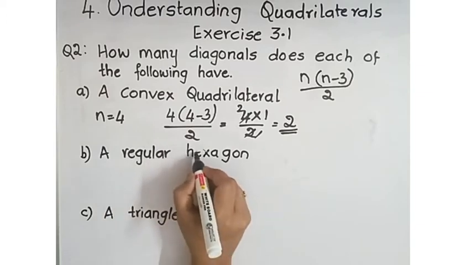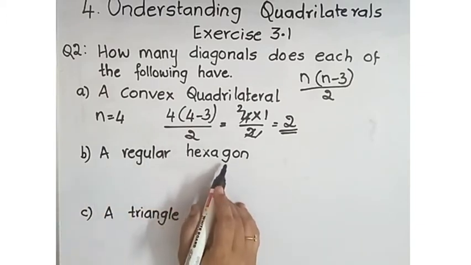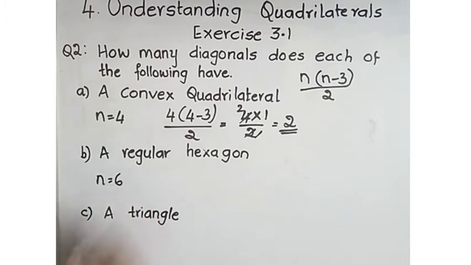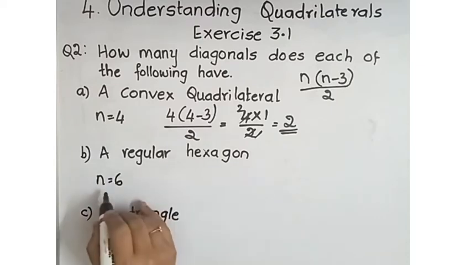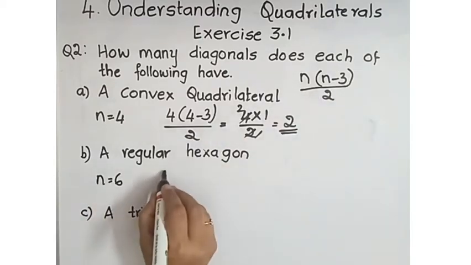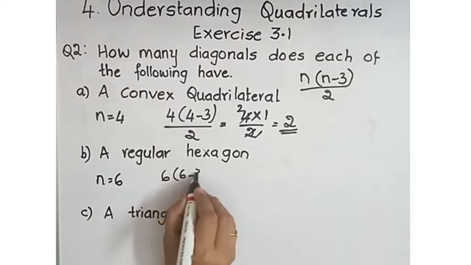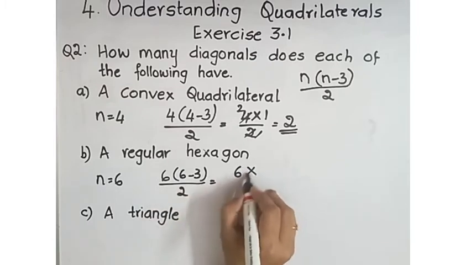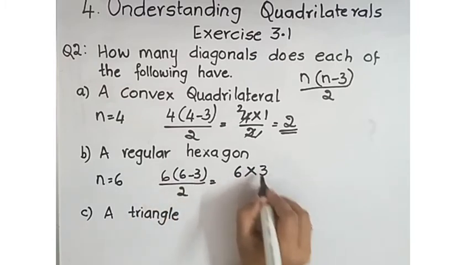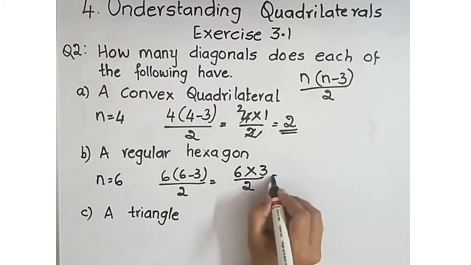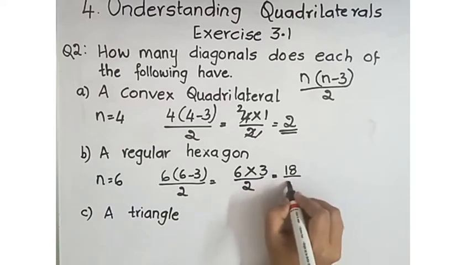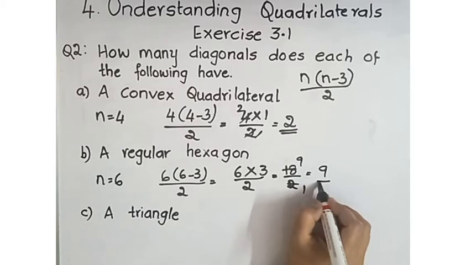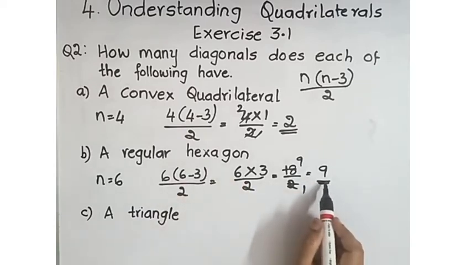Let's come to question number B. A regular hexagon. Hexagon has 6 sides, so n value will be 6. Let me substitute the value of n in this formula, that is 6 into 6 minus 3 divided by 2. That will give me 6 multiplied by 3 divided by 2. 6 3s are 18 by 2. 2 9s are 18. So a hexagon has 9 diagonals.